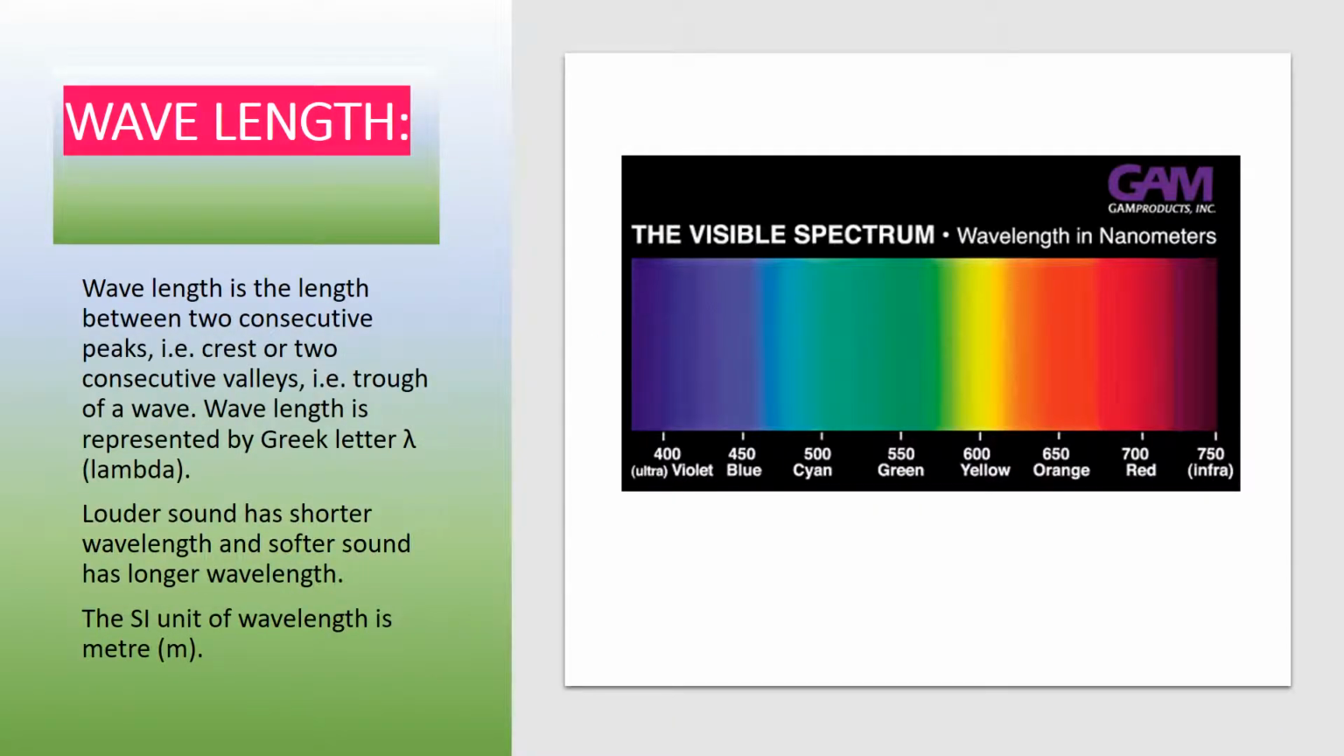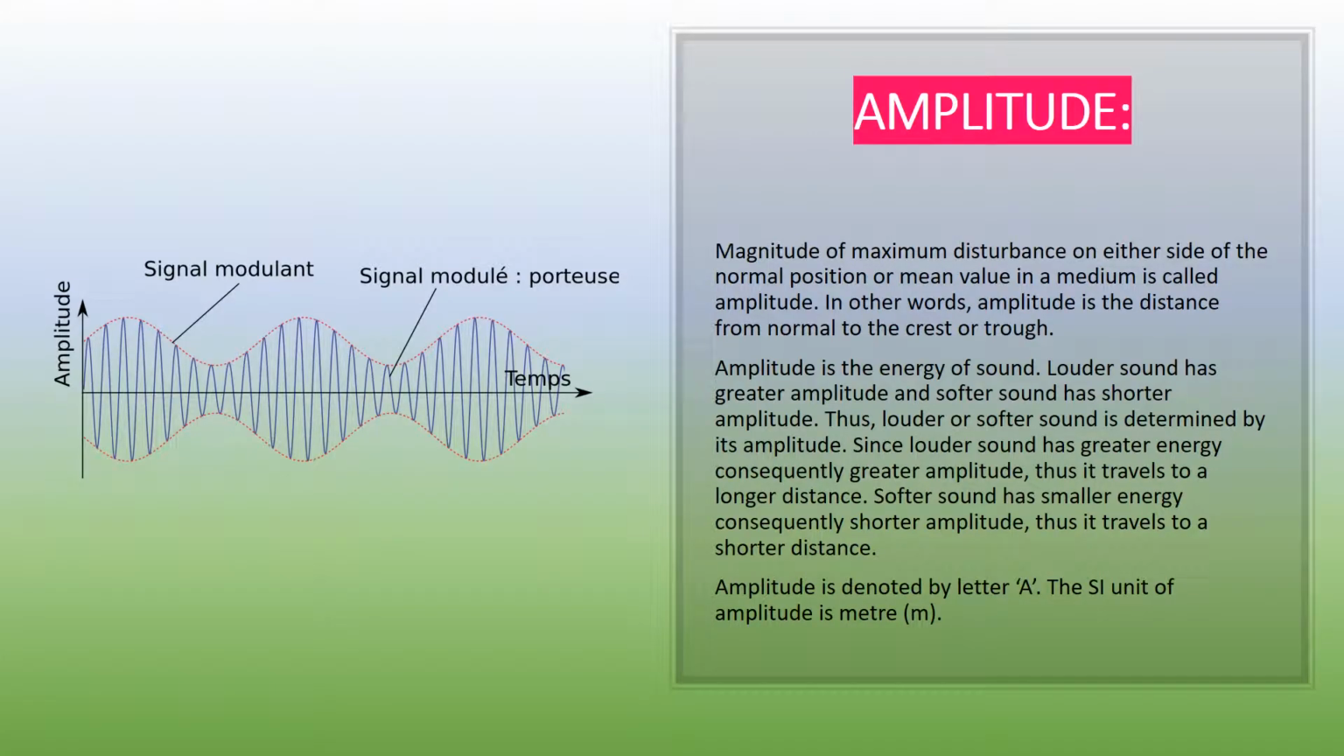Wavelength. Wavelength is the length between two consecutive peaks, i.e. crest, or two consecutive valleys, i.e. trough of a wave. Wavelength is represented by Greek letter lambda, λ. Louder sound has shorter wavelength and softer sound has longer wavelength. The SI unit of wavelength is meter, m.